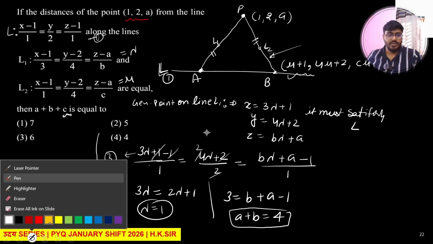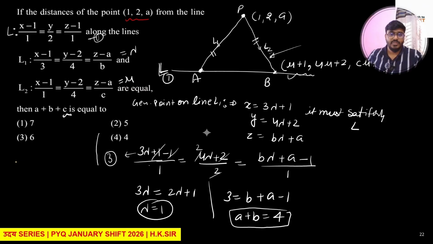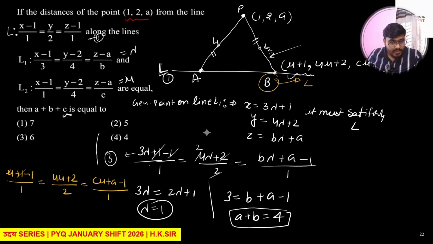I am writing here only. So put this point B in line L. So (mu plus 1 minus 1) divided by 1 equals y by 2. Y is (4 mu plus 2) divided by 2 equals (c mu plus a minus 1) divided by 1. So from here 1 cancels, from the first and second ratio, no?